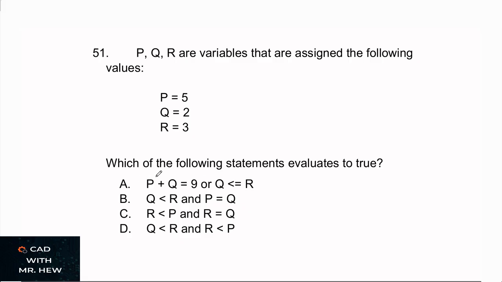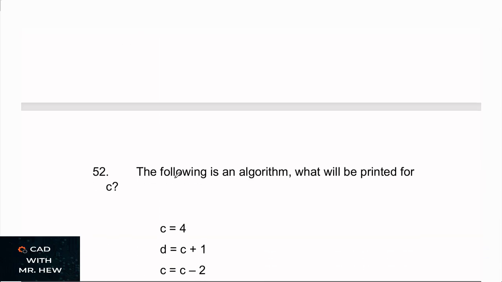We have A, P plus Q equals 9, or Q less than or equal to R. B, Q is less than R and P is equal to Q. C, R is less than P and R is equal to Q. D, Q is less than R and R is less than P. The correct answer is D. Let's go to question 52.